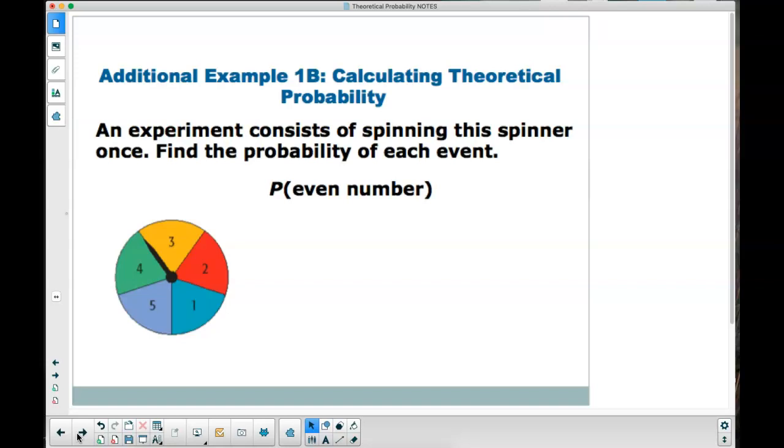Spinning an even number. How many even numbers are there? Brooklyn? 2. The 2 is an even number and the 4 is an even number. So I have a 2 out of 5 chance of getting an even number. What percent is that? 40%. So I have a 40% chance of spinning an even number.